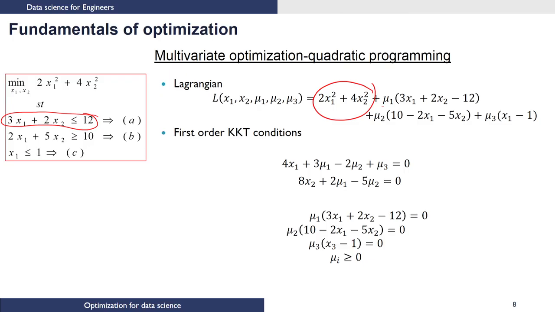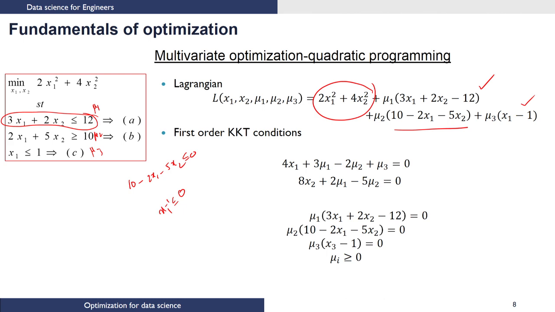So, I simply write this as mu 1 times (3 x 1 plus 2 x 2 minus 12), which is less than or equal to 0. This is already in the less than or equal to form. When I look at the second constraint, I want to make it into a less than or equal to form, so I write 10 minus 2 x 1 minus 5 x 2 is less than or equal to 0. Corresponding to the first I have mu 1, corresponding to this I have mu 2, and corresponding to this I have mu 3, with x 1 minus 1 less than or equal to 0. So, you see that term here.